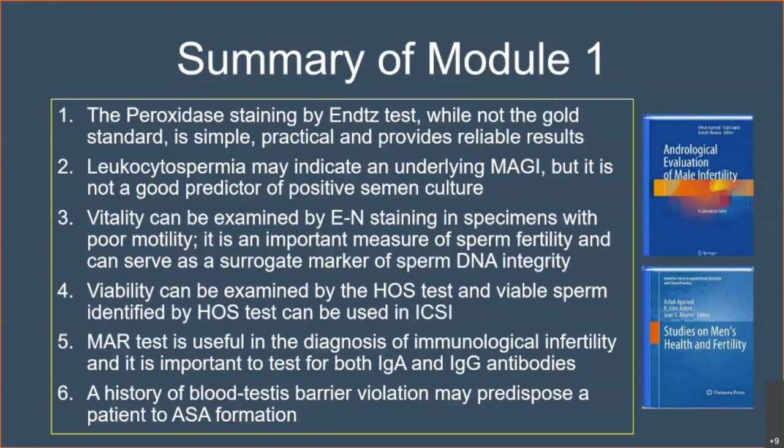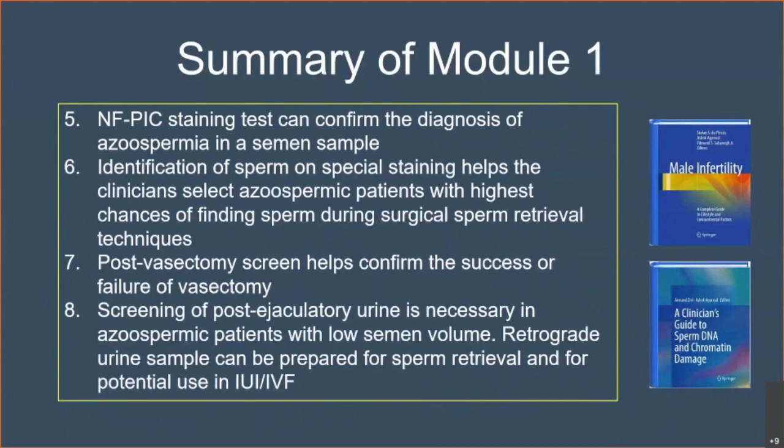The mixed antiglobulin reaction test, or MAR test, is useful, as explained by Dr. Gupta, in the diagnosis of immunological infertility, which can range anywhere between 8 to 30%, and it is important to test for both IgA and IgG antibodies. The history of blood-testis barrier violation may predispose a patient to the formation of anti-sperm antibodies.